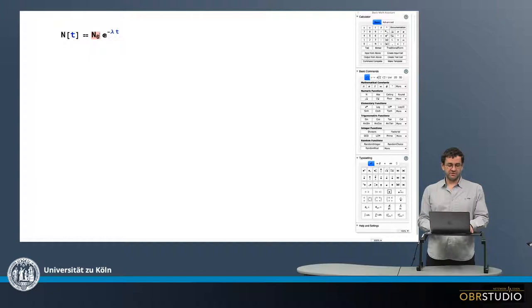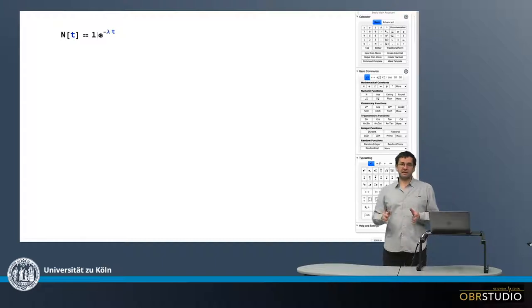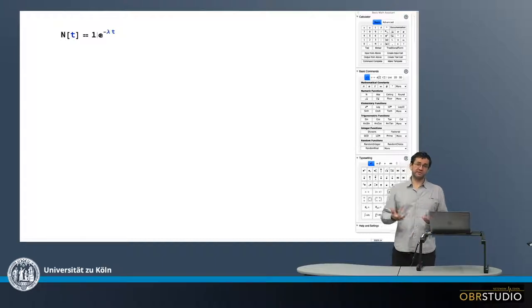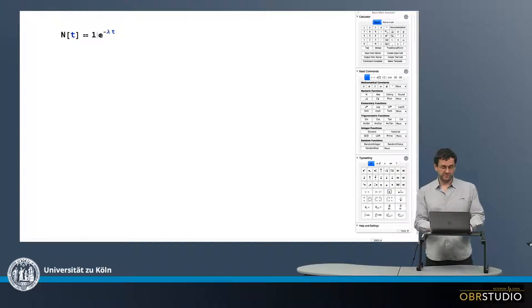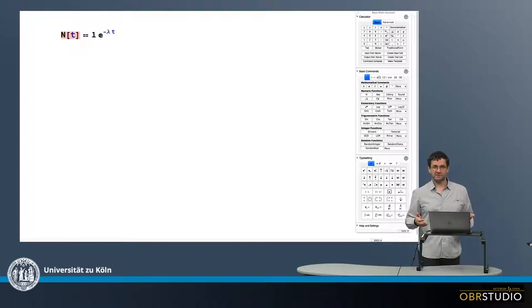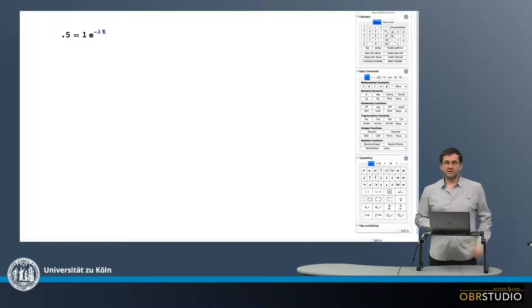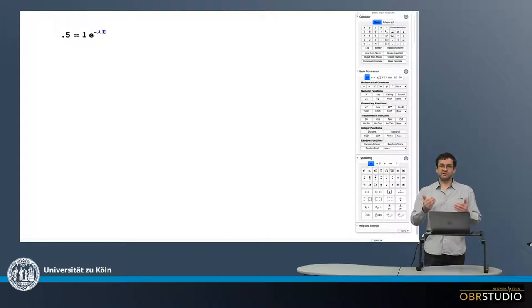Now I want to set the initial amount simply to 1. Then half-life means that this is the time after which half of the initial material has decayed. So this is the amount still present after a certain time, and half-life means only half of the initial material is present, so I can put 0.5 here. And what I'm interested in now is the time it took until half of the material decayed.